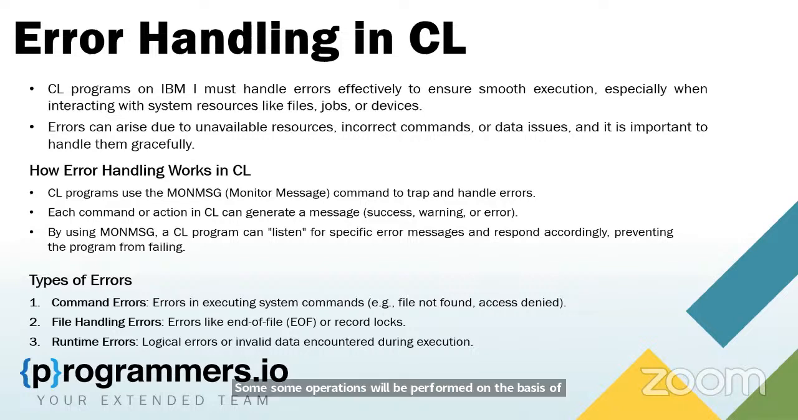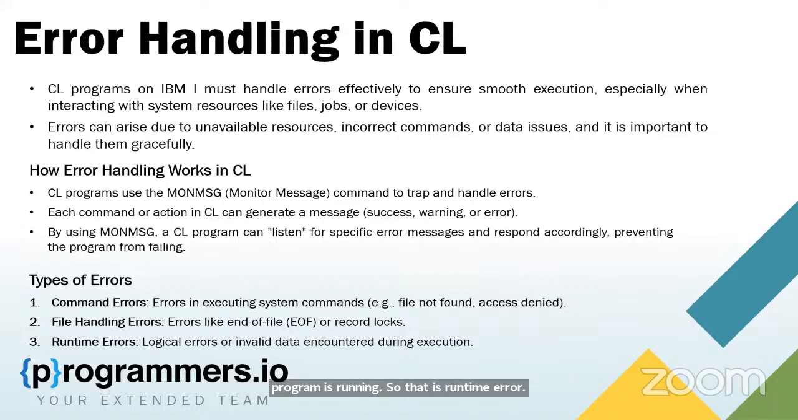All right, types of errors. In the CL program, we have multiple types of errors, but generally we can say command errors, file handling errors, and runtime errors. Command errors mean some file is not found, or access is denied, or something like that; commands basically fail. File handling errors mean things like record locks on the files, which will be handled using the message. And runtime errors are the logical errors we generally face unexpectedly when the program is running.